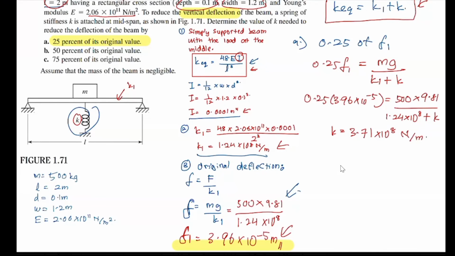All right. So basically you can do the same thing, just change the 0.25 into 50% and also 75%. I'm going to let you guys try to calculate the answers for B and C first.